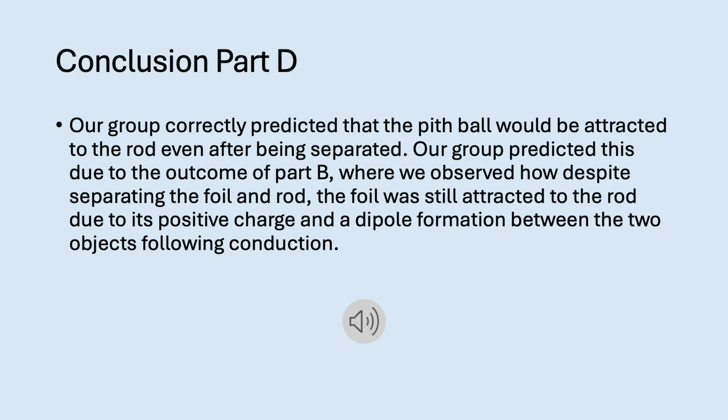Conclusion Part D. Our group correctly predicted that the pith ball would be attracted to the rod even after being separated. Our group predicted this due to the outcome of Part B, where we observed how despite separating the foil and rod, the foil was still attracted to the rod due to its positive charge and a dipole formation between the two objects following conduction.